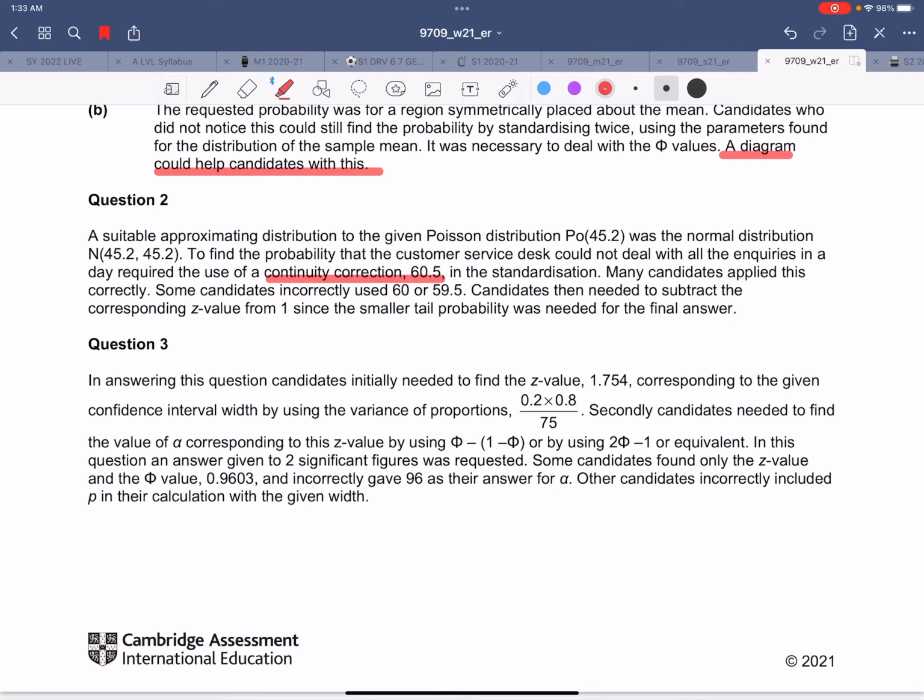Many candidates applied this correctly. Candidates needed to subtract the corresponding value of z. That means that knowledge of S1 is assumed. You have to do it correctly.